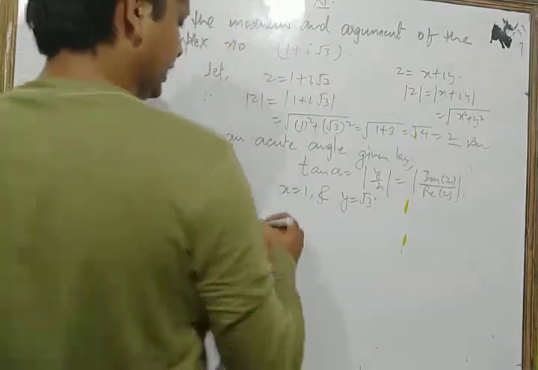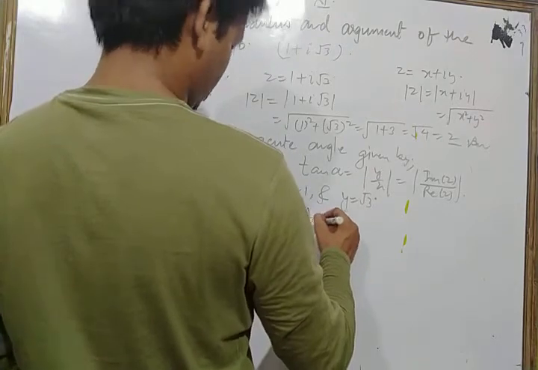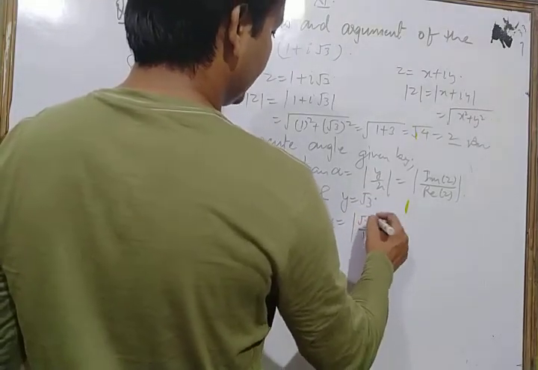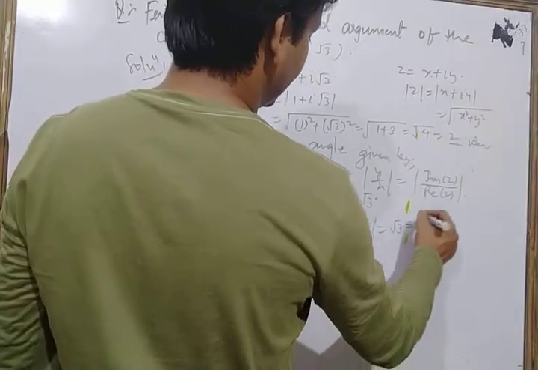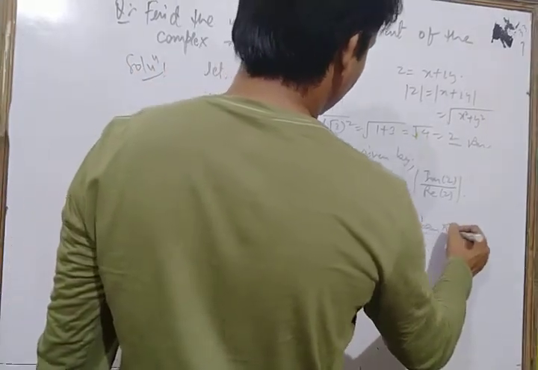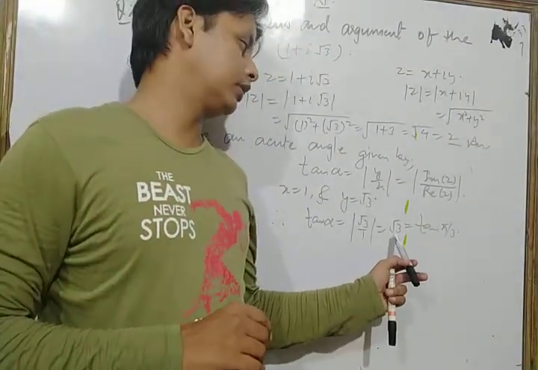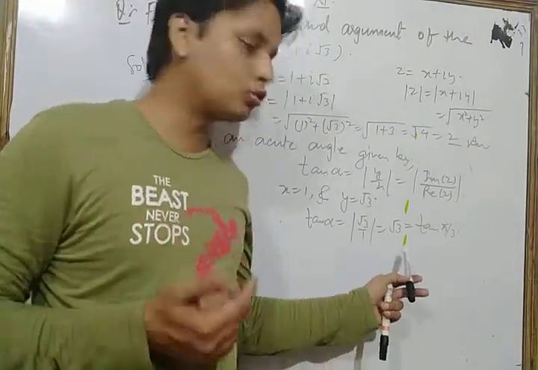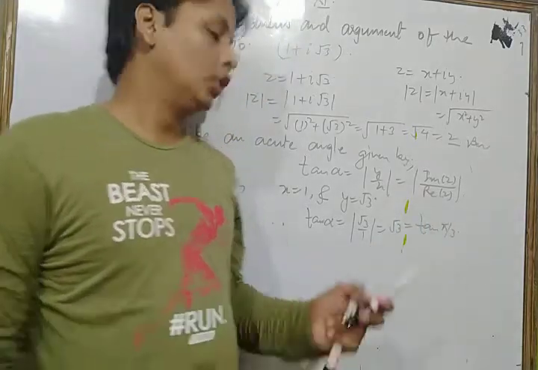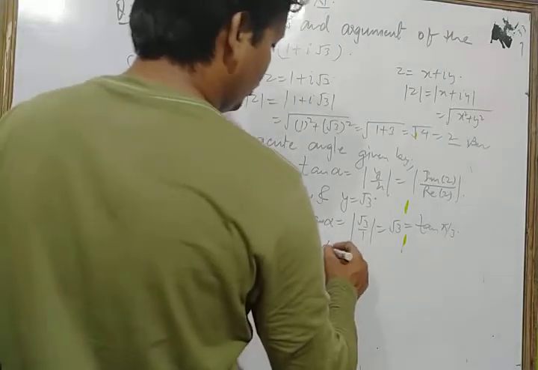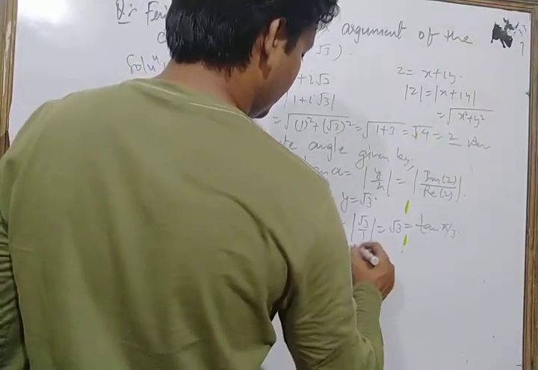Now, since tan alpha is equal to mod of y by x, that means root 3 by 1, that is root 3. You know that the value of tan 60 degrees, that is tan pi by 3, is root 3, so we can write tan pi by 3. So we have tan alpha is equal to tan pi by 3. In this way, the value of alpha is equal to pi by 3.